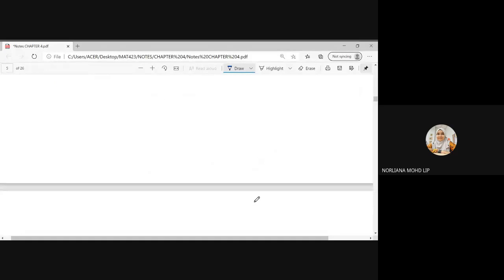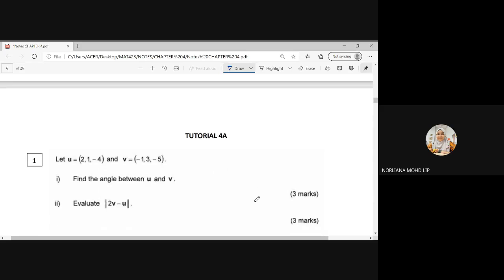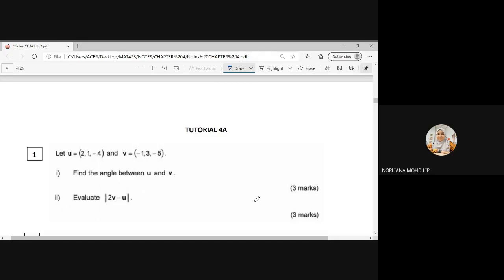So dah habis untuk first subtopic. Besok boleh try buat ni. Okay, ni exercise after this lecture. Dalam tutorial pun saya dah upload lah. Tutorial tu based on past year awak, for all chapter 4 ni. Yang ni awak boleh buat sendiri.